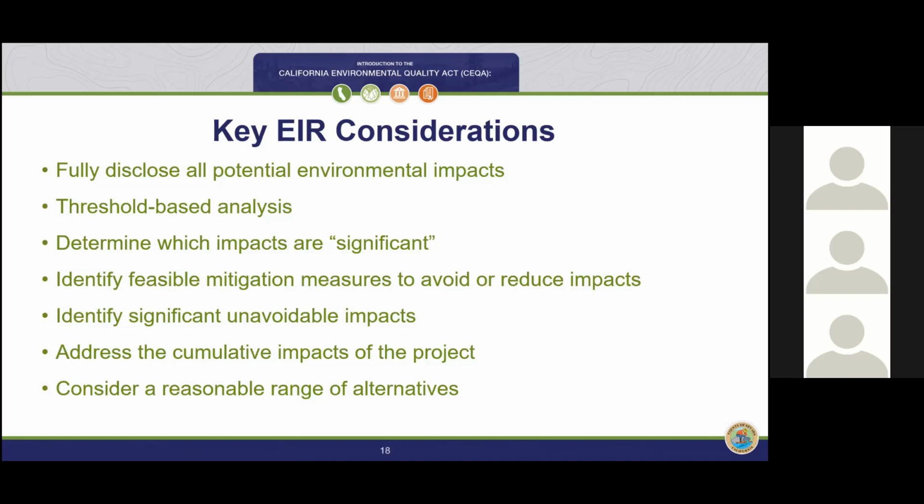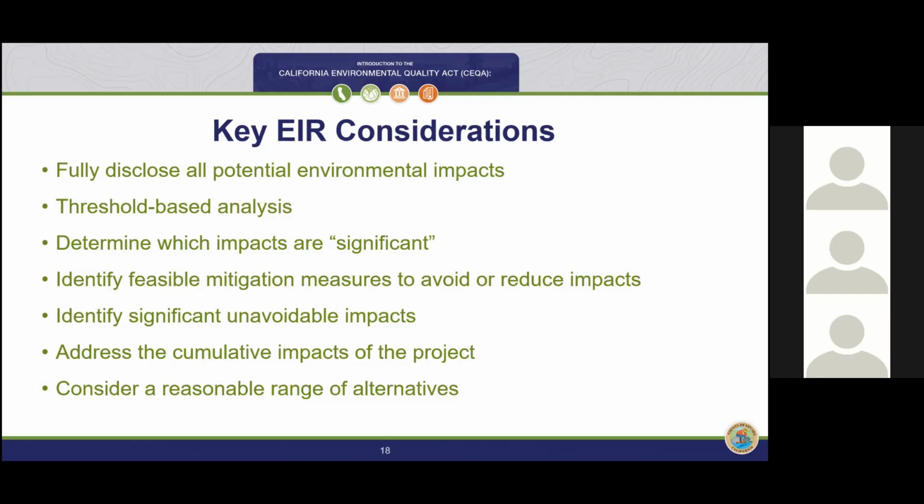And as Brad mentioned earlier, sometimes mitigation can avoid an impact altogether. Sometimes it'll reduce the impact. It may not reduce it completely, but it may definitely lessen the severity of the impact. And then sometimes you can have mitigation measures apply and the impact still remains significant. And so those are identified as significant and unavoidable impacts.